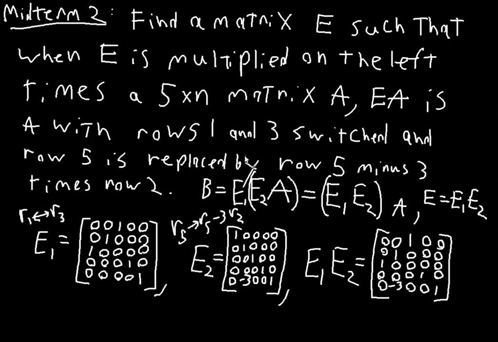The reason is that what I do to row 1 and row 3 has nothing to do with what I do with row 5 and row 2. They're disjoint rows, so the operations are going to commute, and it didn't matter what order I wrote these two in, it's going to give me the same matrix here.